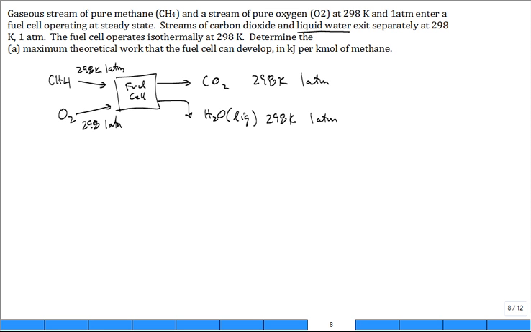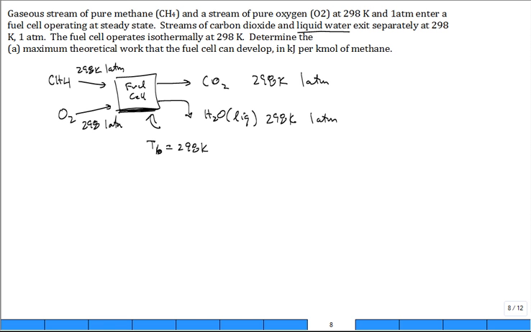The fuel cell operates isothermally at 298. So anywhere around here, the surface temperature T_B is equal to 298 Kelvin. The surface of the black box called the fuel cell is 298 Kelvin. Determine the maximum theoretical work that the fuel cell can develop in kilojoules per kilomole of methane.